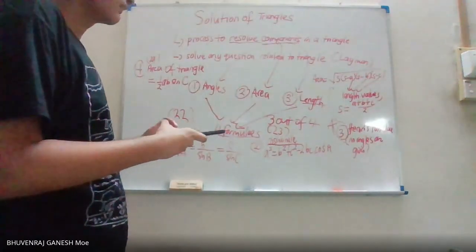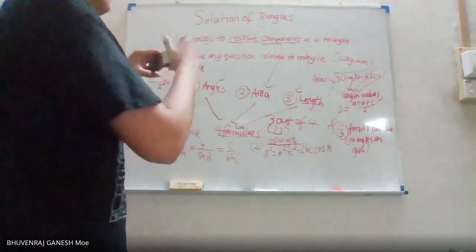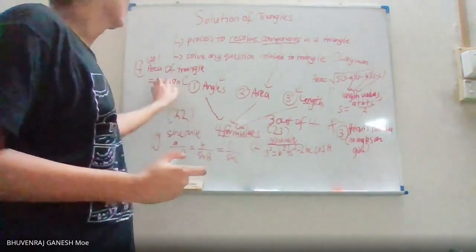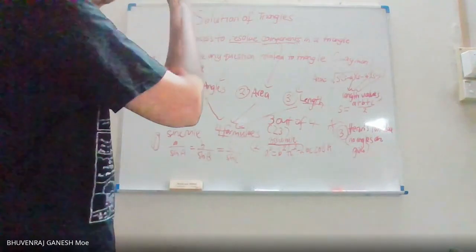So now we will start the proper one. I'll go sine rule first, then cosine rule, and then I'll try the area formula. So we go step by step.